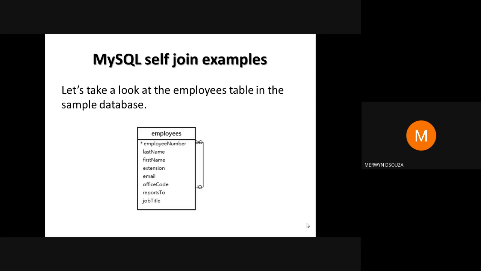In the previous videos you have learned how to join a table to other tables using the inner join, left join or the right join. However, there is a special case that you need to join a table to itself. And this kind of special case where we join a table to itself is known as a self join.